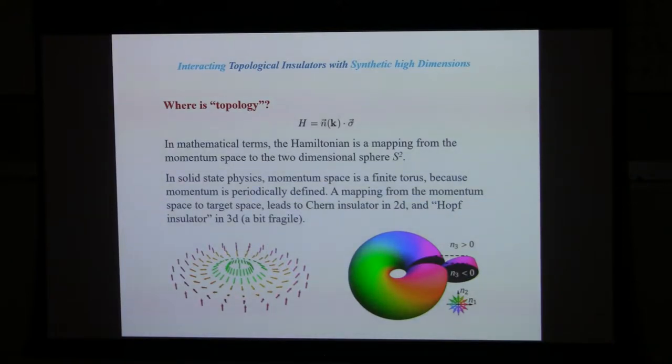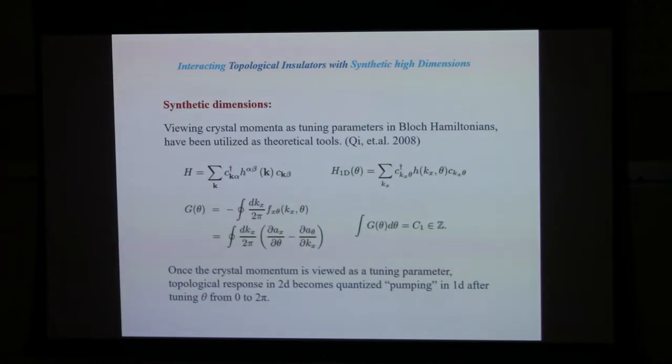Well, anyway, now let me introduce the synthetic dimension. Before the experiment, synthetic dimension had been used by theorists, including the chair, as a theoretical tool to make a connection between topological insulators in different dimensions. So for example, this is an example. This is the two-dimensional Chern insulator.